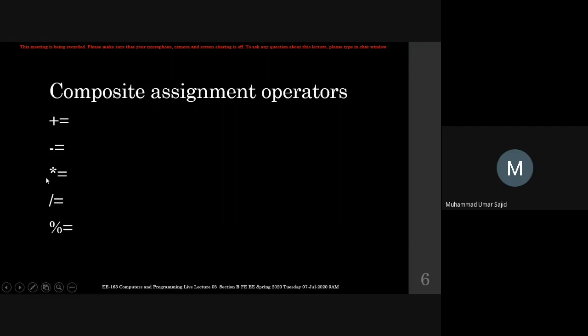Similarly, if you want to subtract some value from a and then update the value of a, you have to use this assignment operator. If you want to multiply the value of a with something and then update the value, then you use this assignment operator. These are known as composite assignment operators. The last one is the remainder assignment operator. That means if you want to divide a with something and then the remainder has to be assigned to the value of a, then you need to use this.